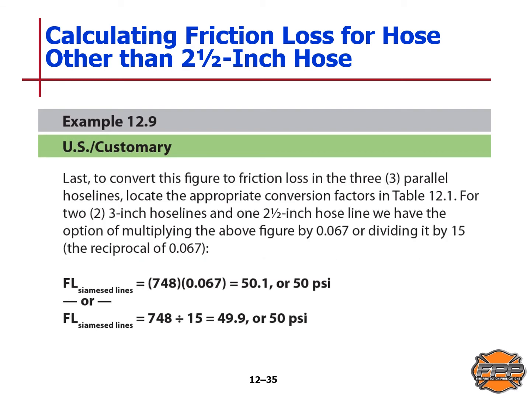Last, to convert this figure to friction loss in the three parallel hose lines, locate the appropriate conversion factors in table 12.1 in your book. For two 3-inch hose lines and one 2.5-inch hose line, we have the option of multiplying the above figure by 0.067 or dividing it by 15, which is the reciprocal of 0.067. So you have friction loss for Siamese lines equals 748 times 0.067, which equals 50.1 or 50 psi, or friction loss for Siamese lines equals 748 divided by 15, which equals 49.9 or 50 psi. So either way you want to do it, it works out to the same number.